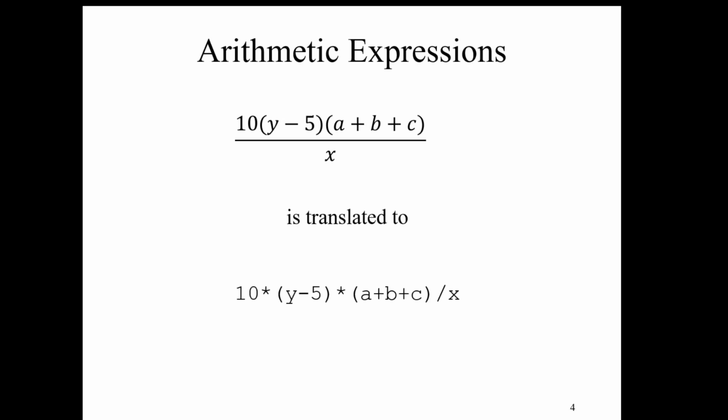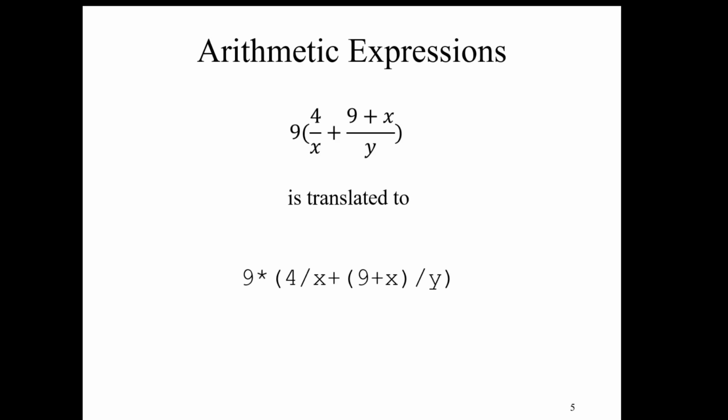Similarly, a plus b plus c has to be multiplied by the result of the previous multiplication. So we put a plus b plus c inside a pair of parentheses. The use of parentheses here is not different than the use of parentheses in normal arithmetic expressions that you would remember from your math classes. And finally, the whole number is divided by x.